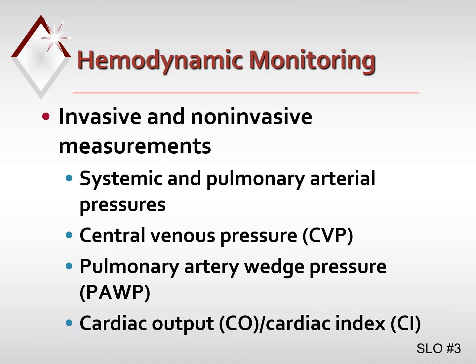Okay, so some things that we get with invasive and non-invasive measurements. So anything invasive, think that this is equipment that's put inside the body, and then non-invasive is usually something that measures outside of the body. So we can get our central venous pressure, pulmonary artery wedge pressure, and then cardiac output or cardiac index, which is your cardiac output adjusted for your BMI.